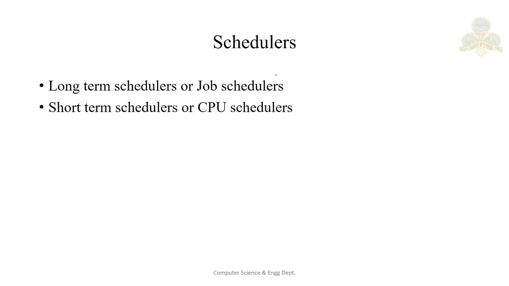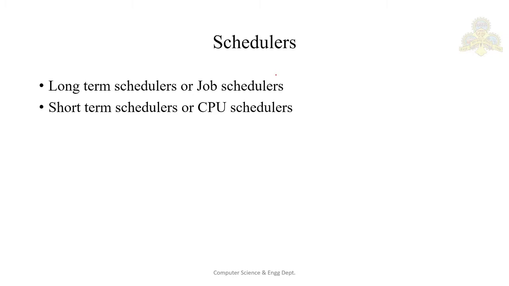Next, we will study schedulers. The process will migrate among various scheduling queues throughout its lifetime. In the previous slide, we had studied this one. The operating system must select, for scheduling purposes, processes from this queue in some fashion. Now the selection process is carried out by an appropriate scheduler.